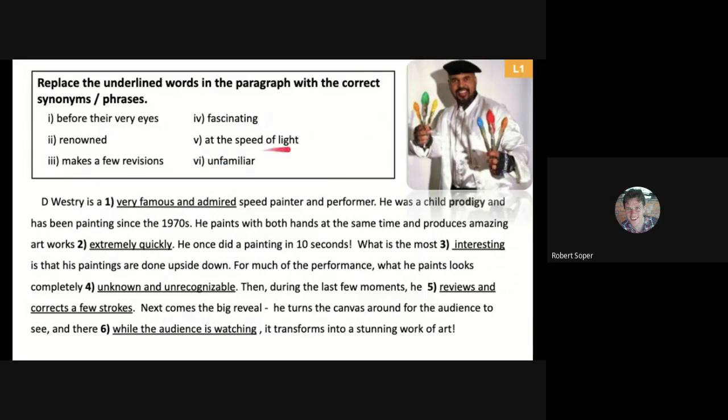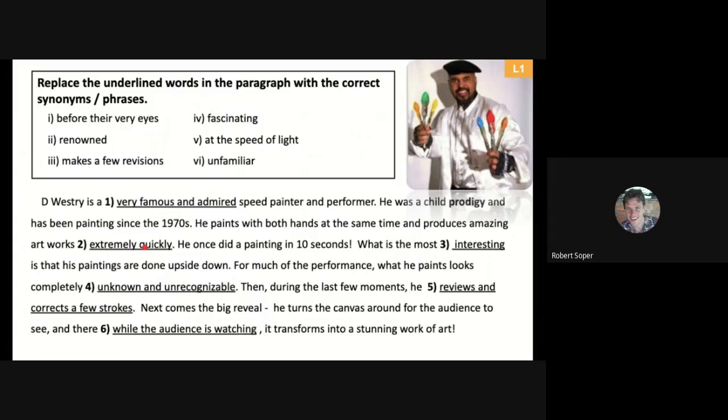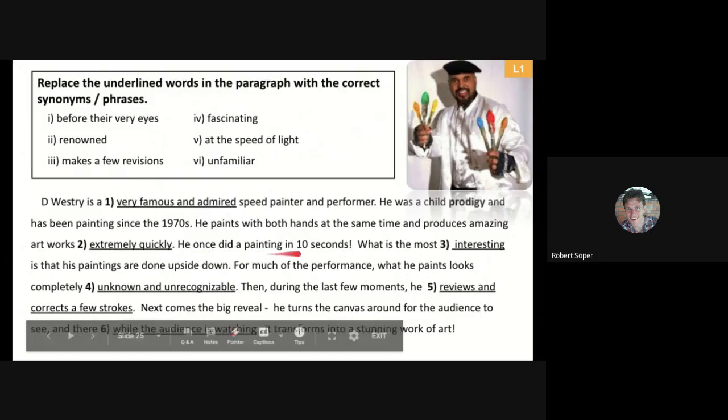How do we know at the speed of light goes here? Well, because the underlined words here are extremely quickly. And a synonym for extremely quickly is the phrase at the speed of light. So we can replace extremely quickly with at the speed of light. He once did a painting in 10 seconds.